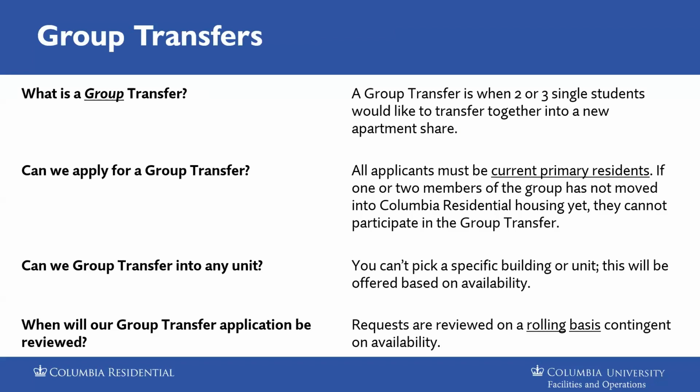The second option for transferring is groups. You know, the semester's in full swing, you've met a couple of people and you guys want to live together. A group transfer is when two or three single students would like to transfer into an empty space together. All applicants must be currently in Columbia housing in order to apply. Once you apply, you'll be directly assigned the next available unit. Keep in mind that requests are reviewed on a rolling basis and contingent upon availability too as well.